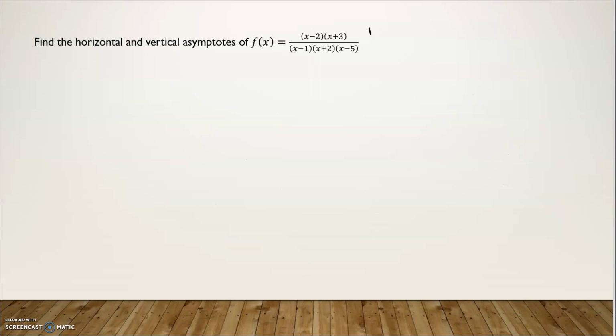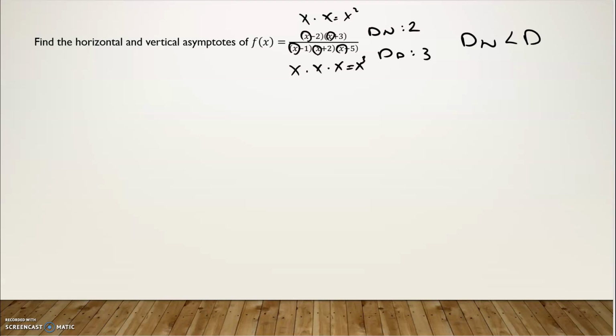And then let's look at this one. This one's factored, so we're going to have to figure out the degree of the numerator. So this is x raised to 1, this is x raised to 1. So x times x, that will give me x squared, so the degree here is 2. X raised to 1, x raised to 1, x raised to 1, so x times x times x is x cubed, so this is 3. So the degree of the numerator is less than the degree of the denominator.